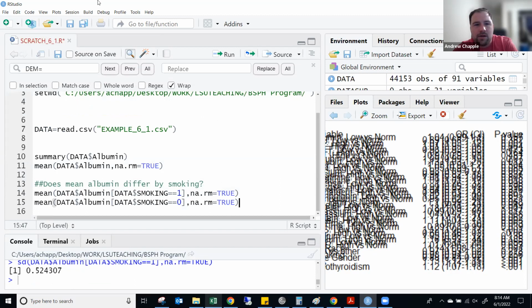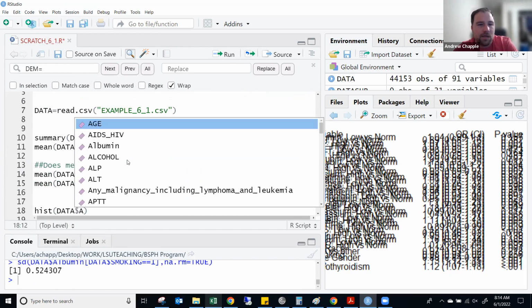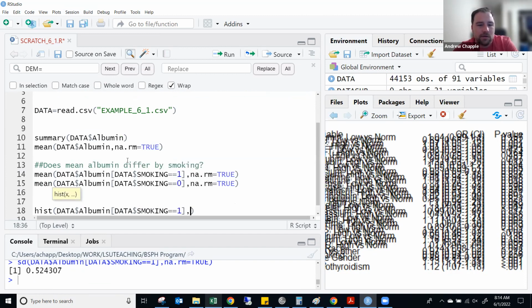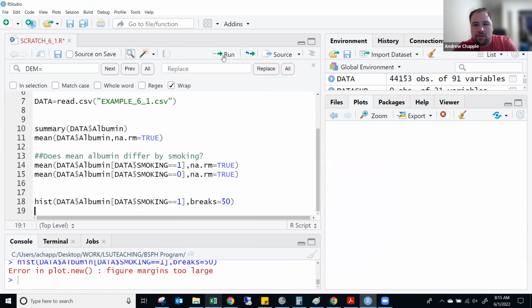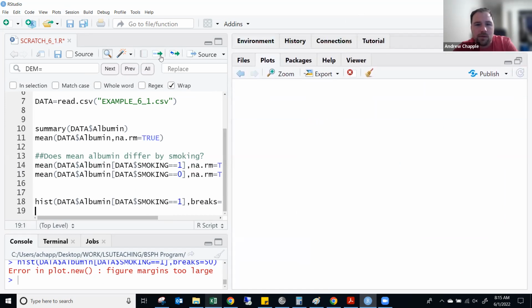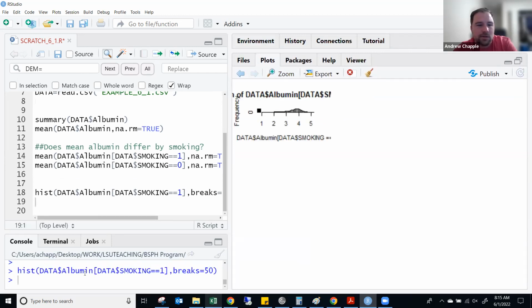So for example, I can say histogram of data albumin, and I only want the smokers, smoking equals 1, and I'll do breaks equals 50. Here, this is my histogram. It's giving me a little bug. Sometimes that happens. It's just that the figure margins aren't wide enough. If you fix them up, it should work. I don't know why it's fighting me. There it is. I think it's because I'm using a smaller scale.